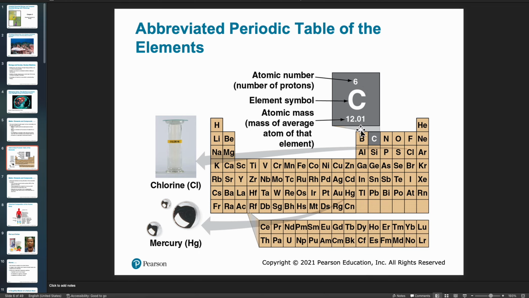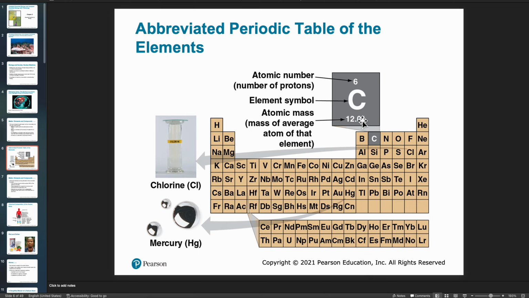Then we have the mass down here, and for carbon, the mass is 12.01, and that's going to be in grams. Again, you do not have to memorize the periodic table, but you need to understand that the bottom number mentioned here is in grams. So one carbon weighs 12 grams, and that's what this slide is saying, that carbon weighs 12 grams for one carbon.